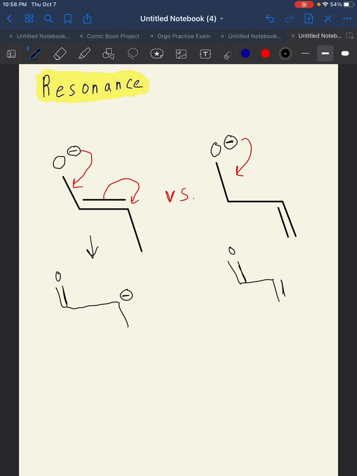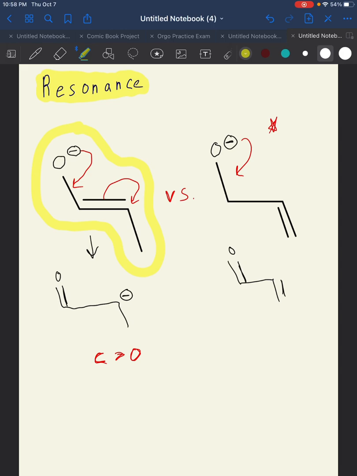So now we can look at the atom itself, and we know that carbon is a better nucleophile than oxygen. And since this can share the electrons between oxygen and carbon, and this cannot share those excess electrons with carbon, this would be your better nucleophile. And that's how resonance really plays a role in nucleophilicity.